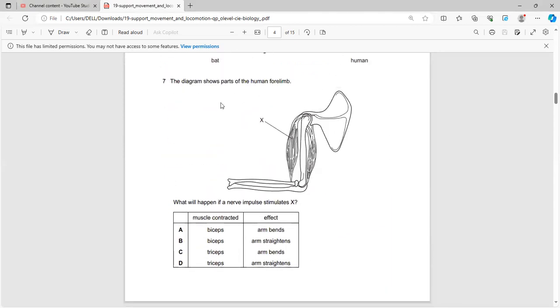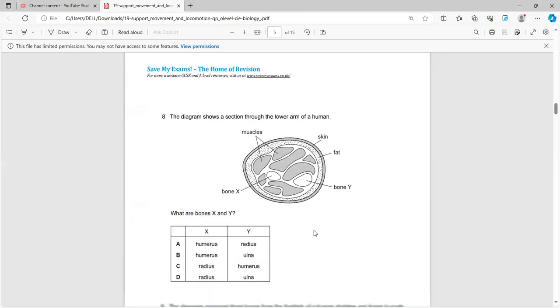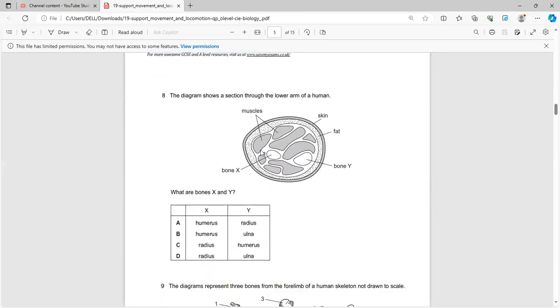Now in question number seven, this is the biceps muscle, it will contract, the arm will always bend. In question number eight, they have shown a cross-sectional view and they have told us to identify the bones. Now we know that the humerus is the longest bone, so they have shown it by the largest size. So obviously bone Y will be the humerus, and there's only one corresponding option which is paired up with it, that's radius.